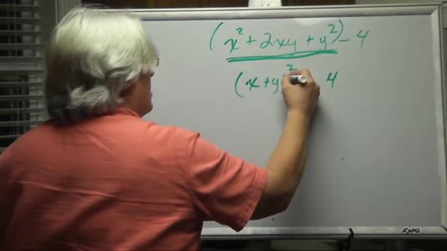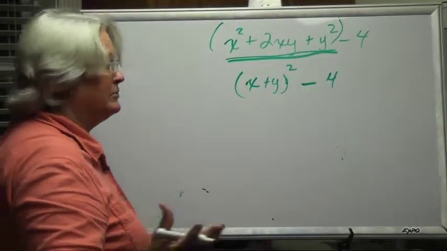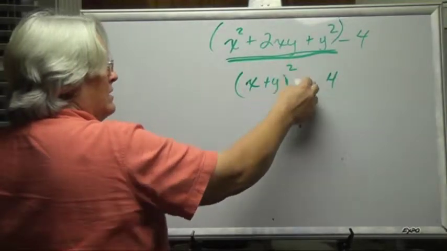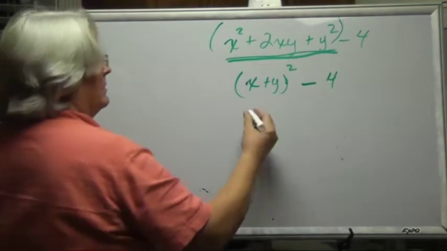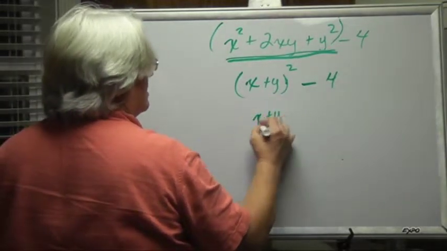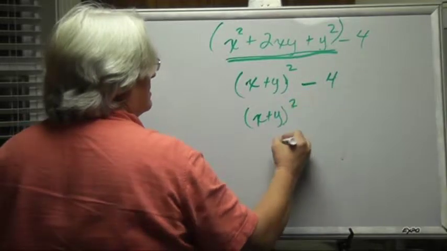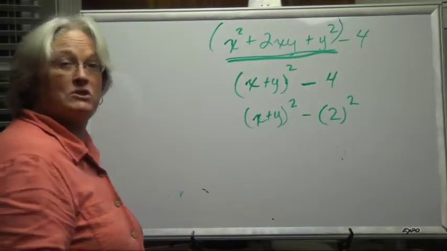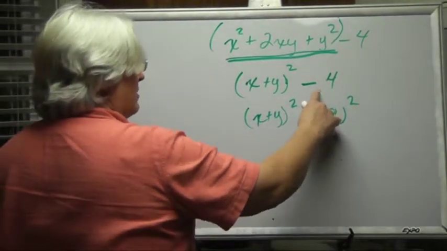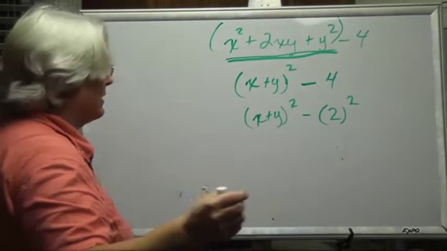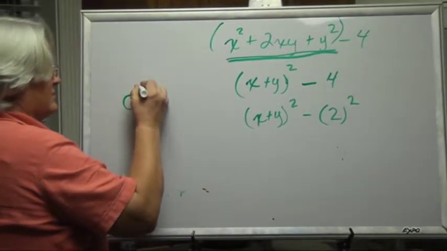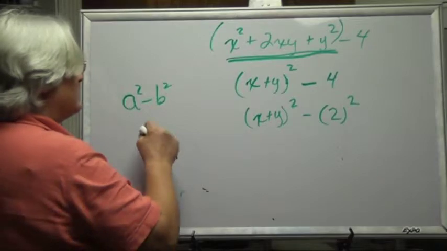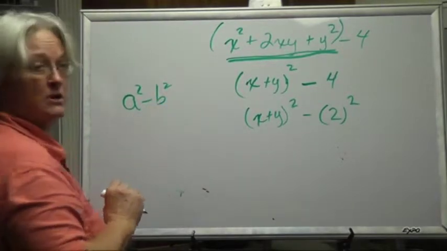Another little quirky thing: x plus y, quantity squared, minus 4. This may not look like a binomial to you, but it is, because it's the first term squared minus the second term squared. What do you notice? We have the first term squared minus a second term squared. This expression is the difference of two squares. Remember, the difference of two squares: the first term is a square, the second term is a square, and we're subtracting. That makes it the difference of two squares.